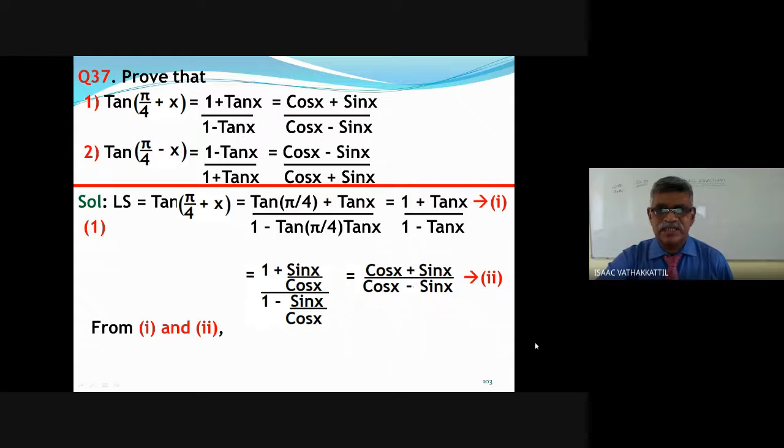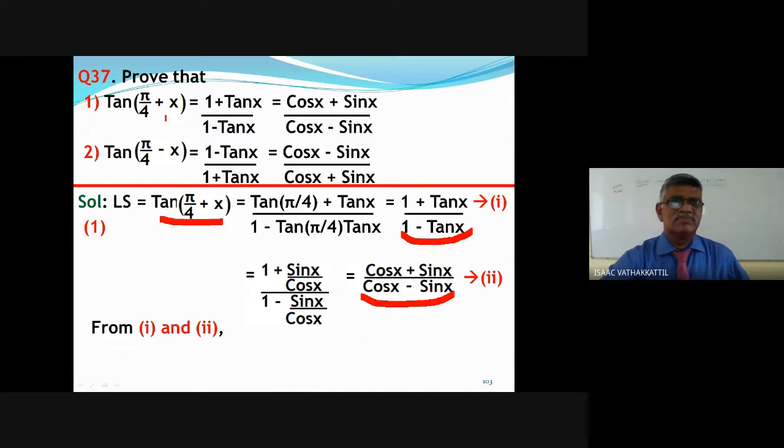Tan pi by 4 plus x equals 1 plus tan x by 1 minus tan x, and that's equal to cos x plus sin x by cos x minus sin x. You may remember tan 45 degrees plus x, that is 1 plus tan x by 1 minus tan x, or cos x plus sin x by cos x minus sin x. Correct? Or you may remember the other one also, tan 45 degrees minus x. Same way you prove it. It is 1 minus tan x by 1 plus tan x, or cos x minus sin x by cos x plus sin x. We may require it in some places.